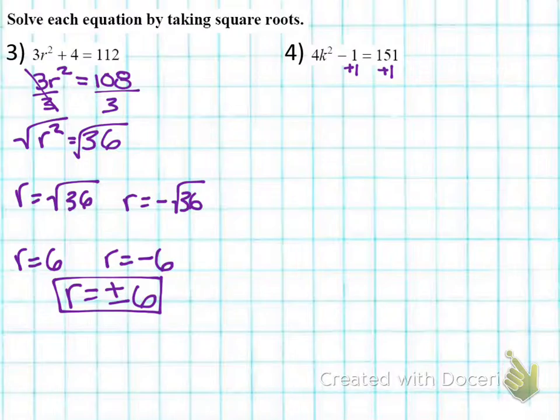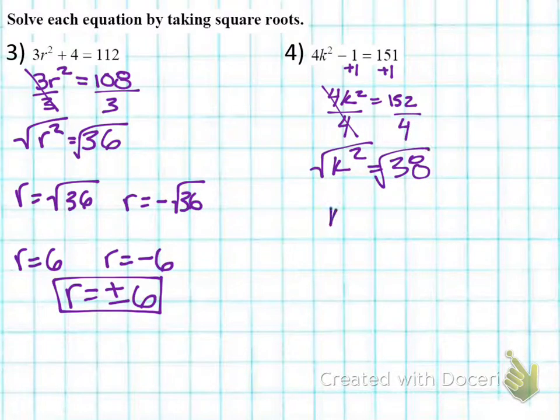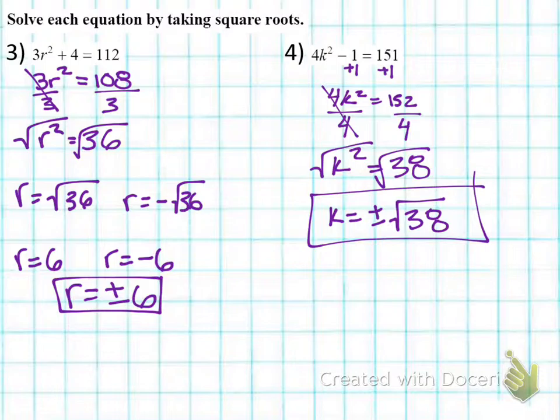Number 4, I start by adding 1 to both sides, and students did number 4 completely on their own, so try to do this beforehand if possible. I add 1, divide by 4, that gives me k squared equals 38. Taking the square root of both sides, I know k equals the positive square root of 38 or the negative square root of 38, so I can combine that into one answer: k equals plus or minus the square root of 38. So the square root of 38, I can't simplify that at all. It's not a perfect square, so I just leave it as is.